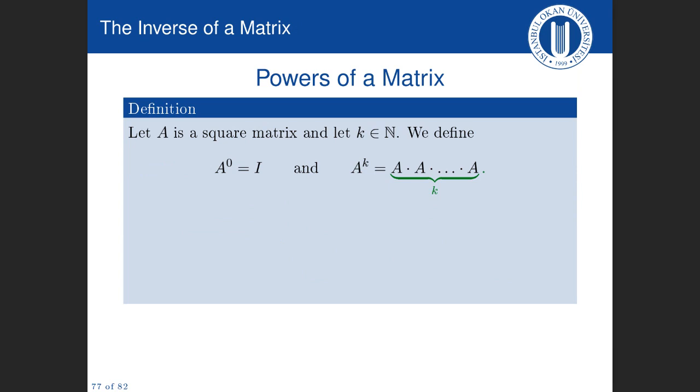Next idea is the idea of powers of a matrix. Let's suppose A is a square matrix and K is a natural number, 1, 2, 3, 4, etc. We can define A to the power 0 is the identity, and we define A to the power K to be A multiplied by A, multiplied by A, multiplied by A, etc.